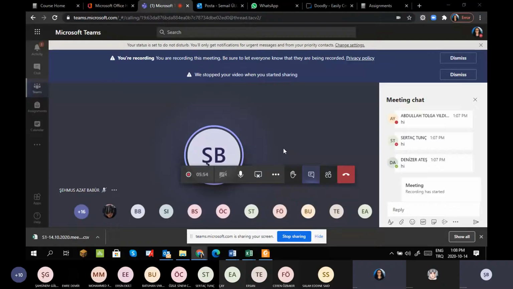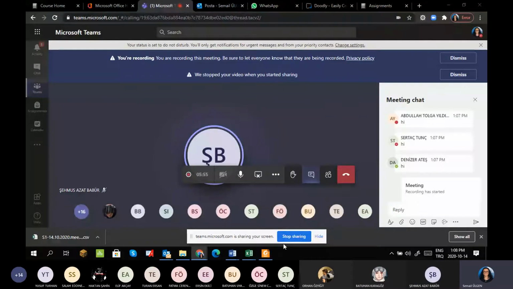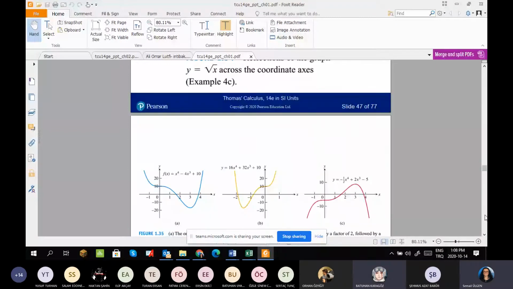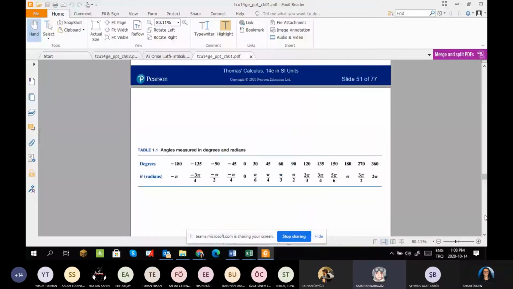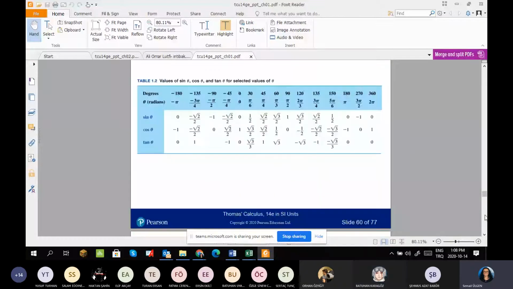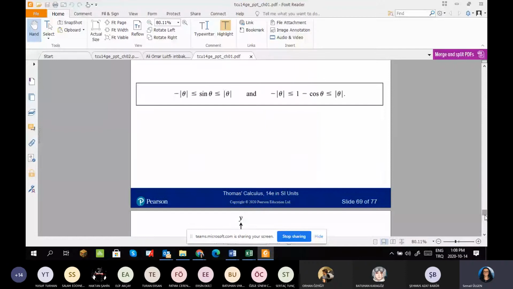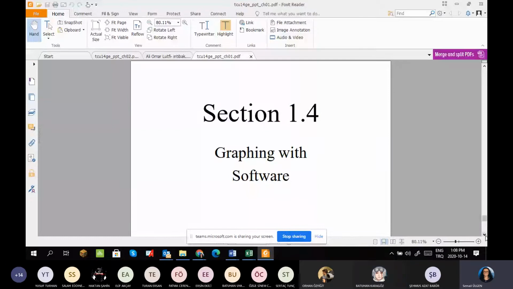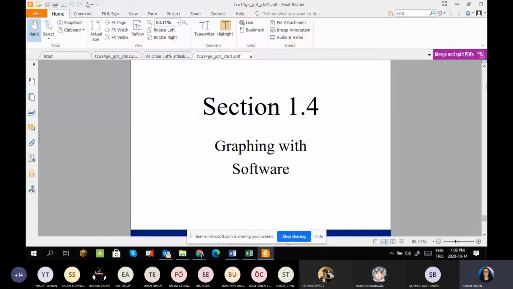Okay, you go ahead and let me see. Which page did you say? Last part, not page, teacher. 1.4? 1.4 we are not going to cover. This one we are not going to cover. Yes, we will not cover that.